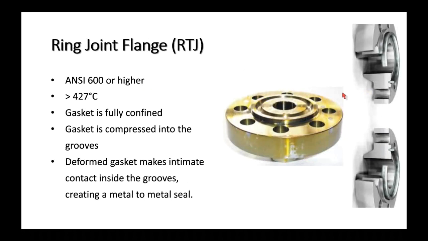Now this is a ring joint flange, and here you can see the gasket. The gasket actually fits inside of this joint. So this is a fully confined gasket. This gasket is not exposed to process materials. It's not exposed to the air. Once this is all bolted up, the likelihood of a blowout is very, very low.